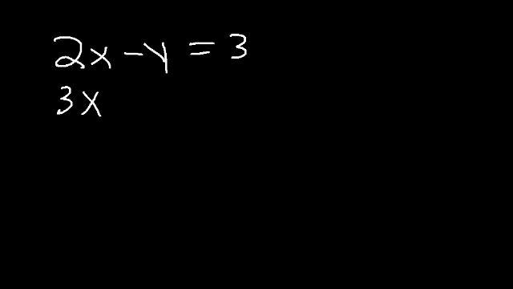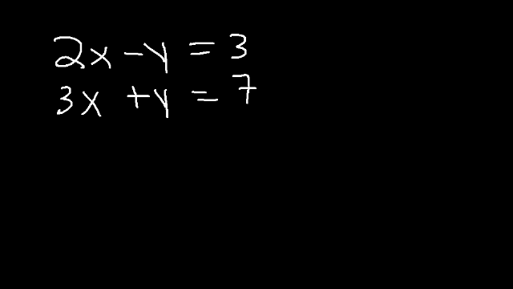In this video, we're going to focus on solving systems of equations by the elimination method, also known as the addition method. So consider this example. 2x minus y is equal to 3, and 3x plus y is equal to 7. How can we solve these two equations?